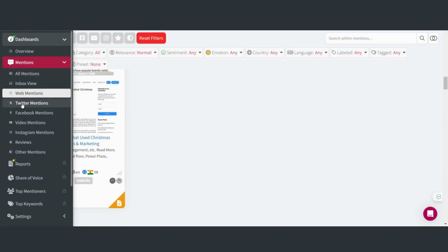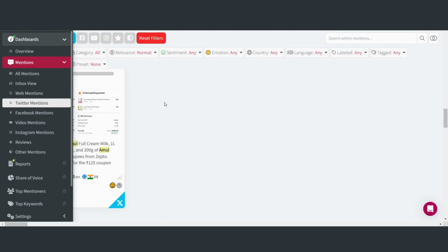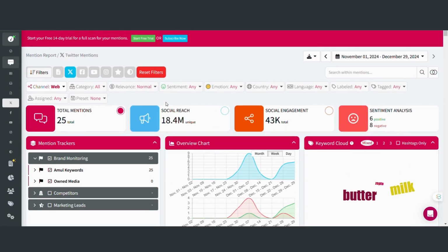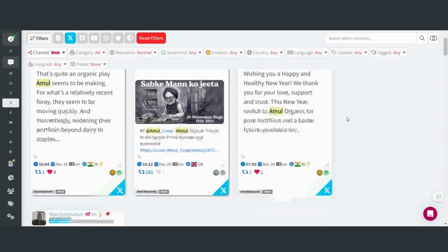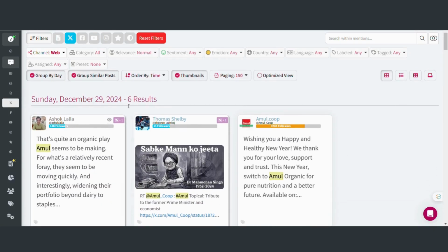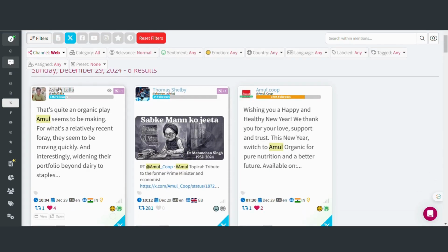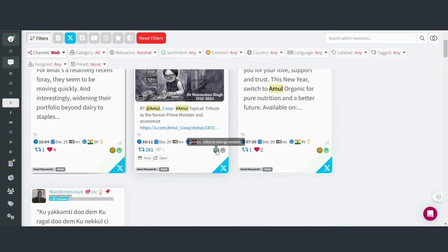Next, we move to the Twitter mentions tab. This tab provides a list of tweets mentioning Amul. We can see tweets appreciating the recent ad campaigns or customer feedback on specific products. Twitter is a key platform for real time brand engagement, and this feature helps us stay updated. So, these are the Twitter mentions with 6 results recorded on 29 December. You can see which account has tweeted and the sentiment attached to it.